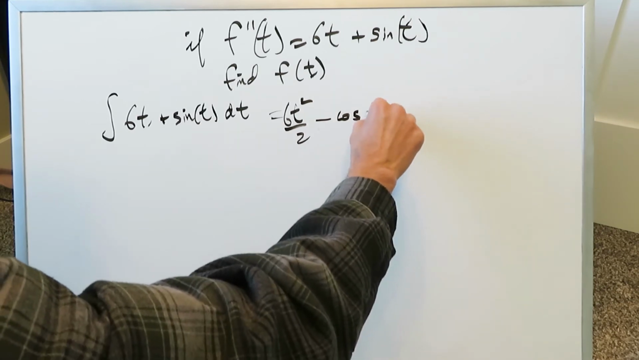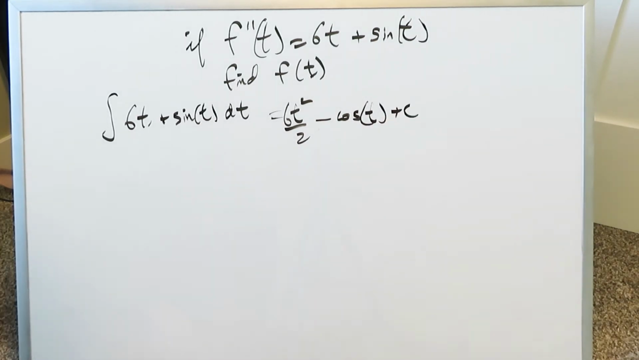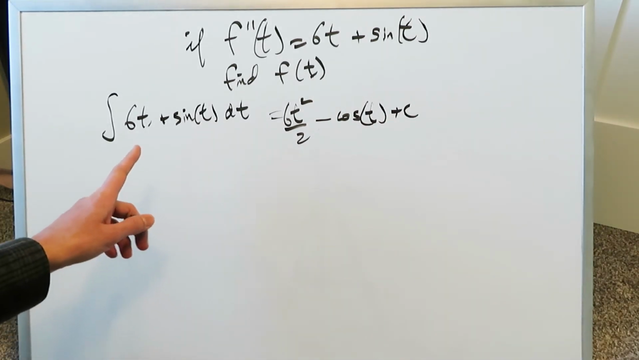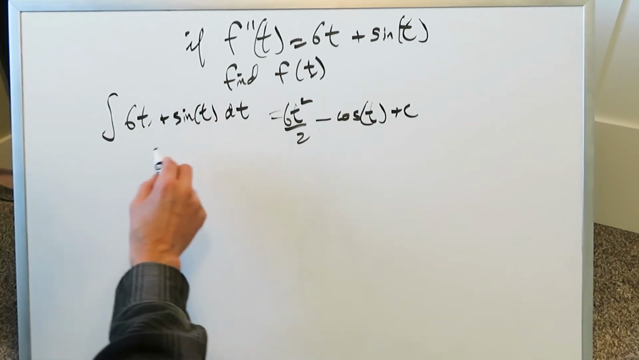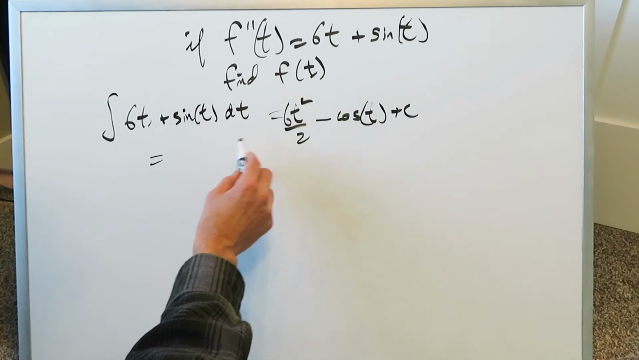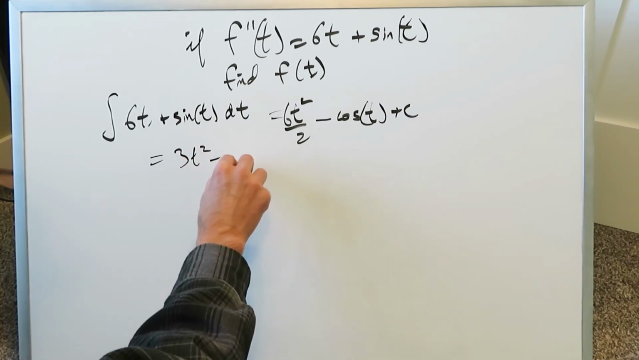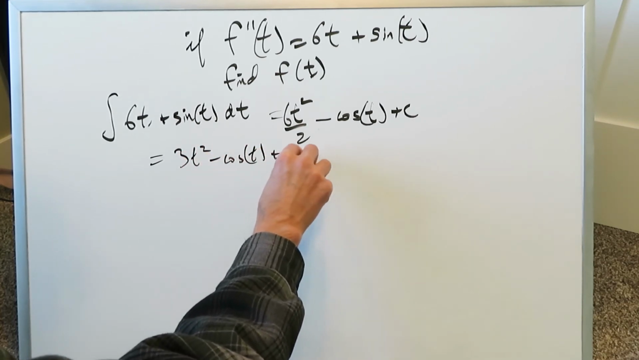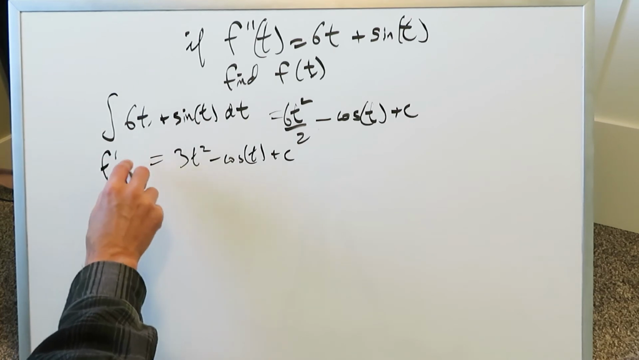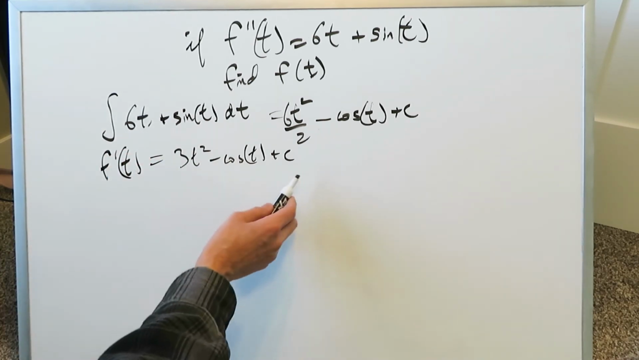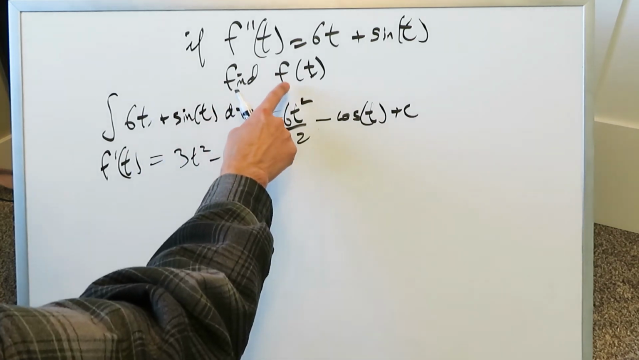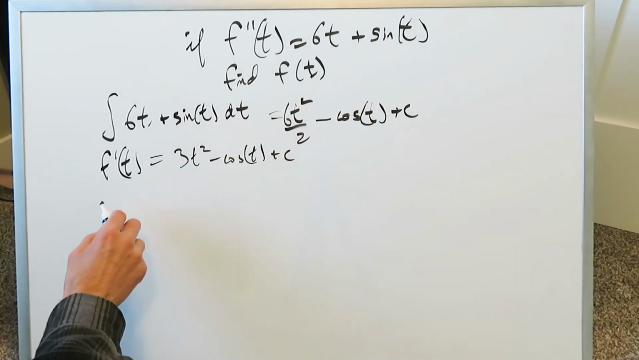But do not forget your constant of integration. It has to come through, because when you're doing an indefinite integral, you must bring in that constant. Simplify this. You will get a 3t squared minus cosine t plus c. What does this represent? This represents the first order derivative now with respect to t. You must do this integral once more to get to the zero order. And you can do that.